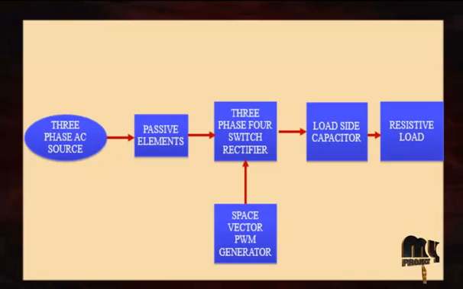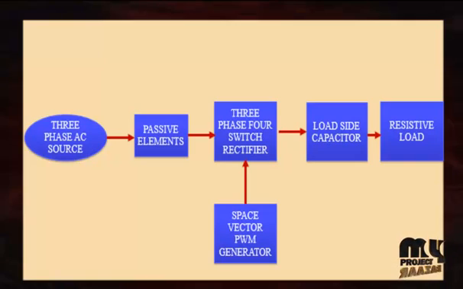Next we see the flow diagram of our product. This is our flow diagram. In this flow diagram, the input is an AC supply. That AC supply is fed into a 3-phase 4-switch rectifier through the passive elements, which are nothing but inductors. After that, the rectifier output is fed into a resistive load through a load side capacitor. That load side capacitor acts as a 1 phase.